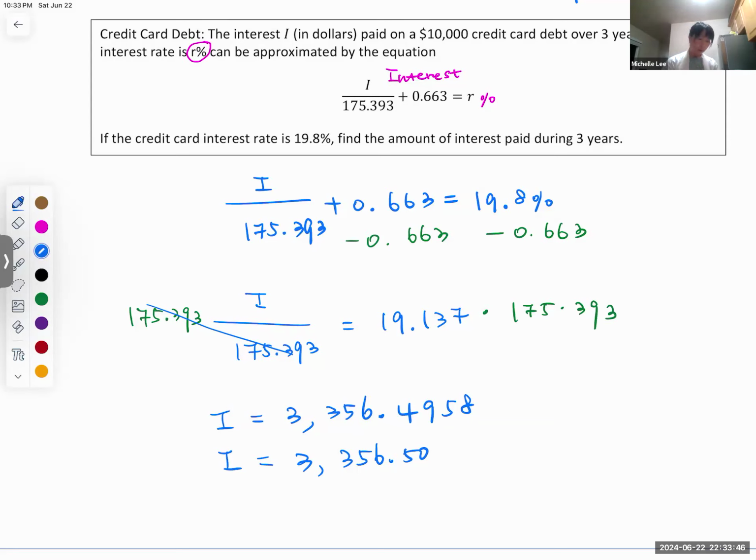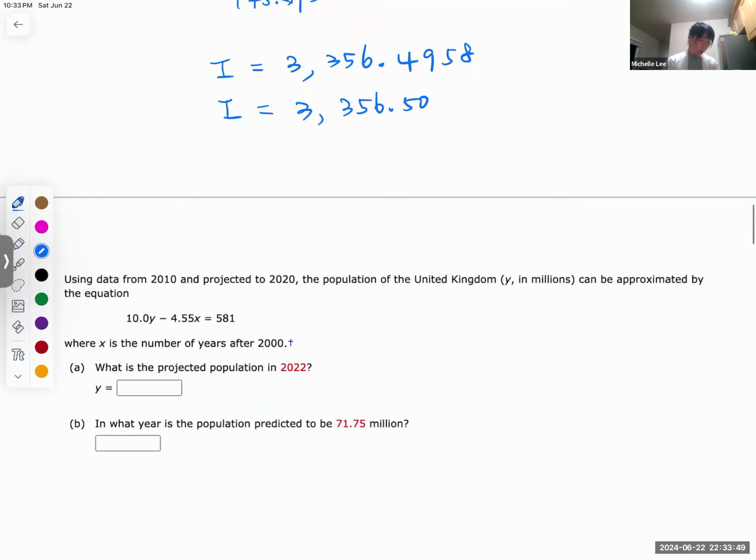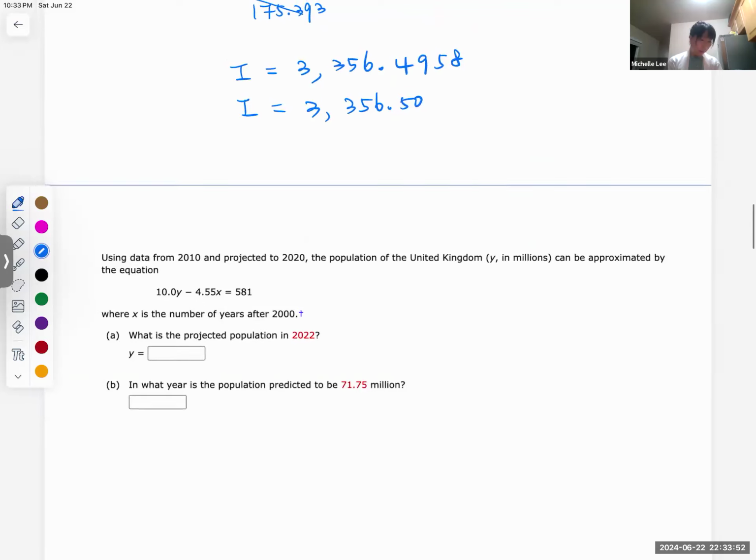All right, now let's do this one. We have, using data from 2010 and projected to 2020, the population of a unique kingdom, Y in millions, can be approximated by the equation, where X is the number of years after 2000. So what is the projected population in 2022, right? 2022 minus 2000 equal to 22 years, right?